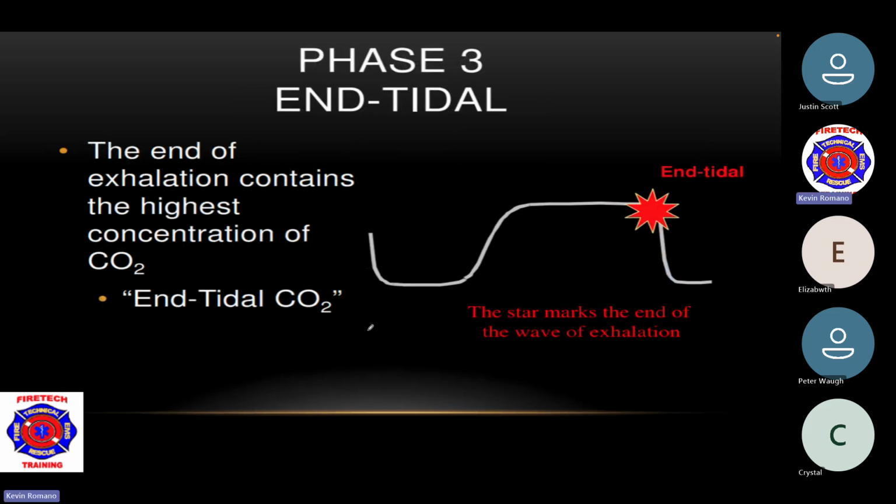This is your end tidal. Like I mentioned here, the star marks the end tidal wave. So the end of exhalation contains the highest concentration of carbon dioxide, which is why we call it EtCO2, end-tidal CO2. So that's our reading. That's our number. 35 to 45. That's our normal range, right?